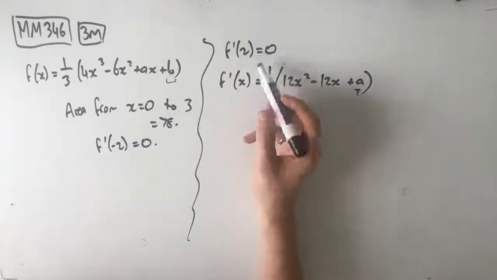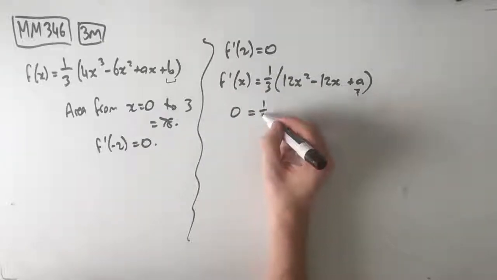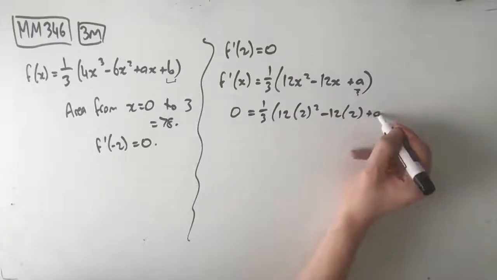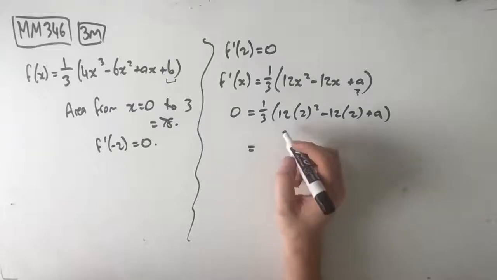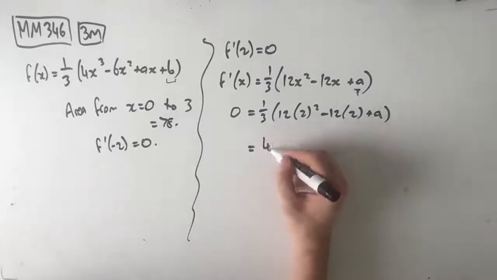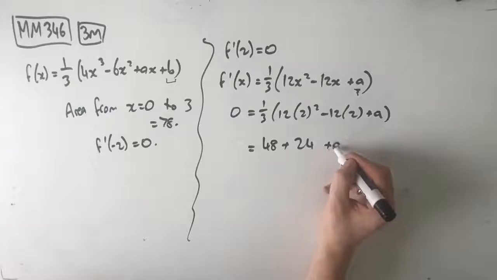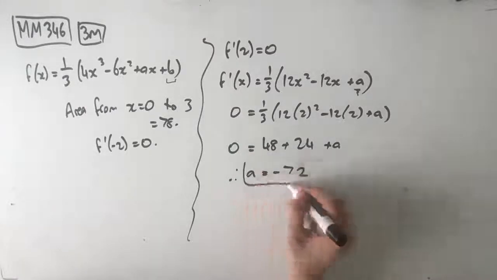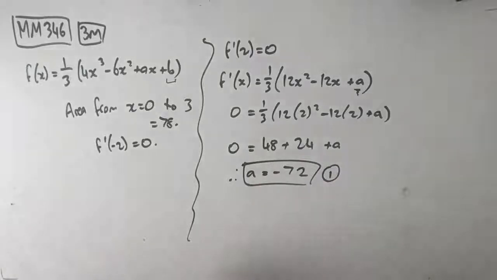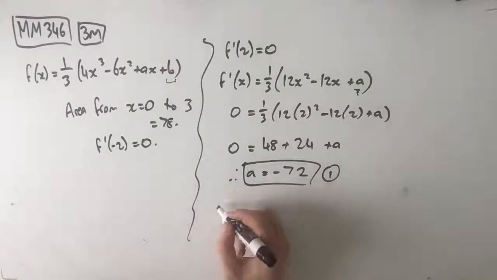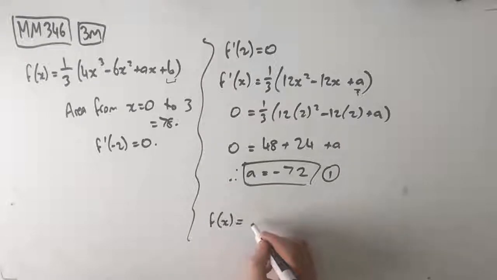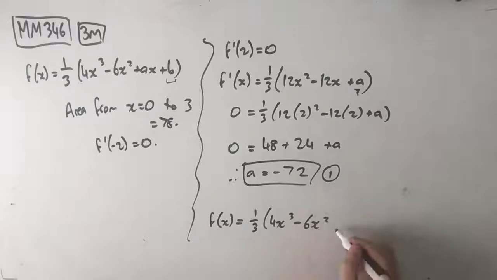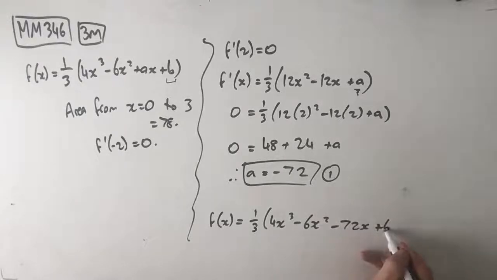We know that f dash of -2 is equal to 0, so therefore 0 is equal to 1/3 (12 times -2 squared, take 12 times -2, plus a). And then going from here we get 48 plus 24 plus a equals 0. So therefore a is equal to -72. That's our first mark. So now that we know what a is, we can actually say that f of x is equal to 1/3 (4x cubed take 6x squared take 72x plus b).